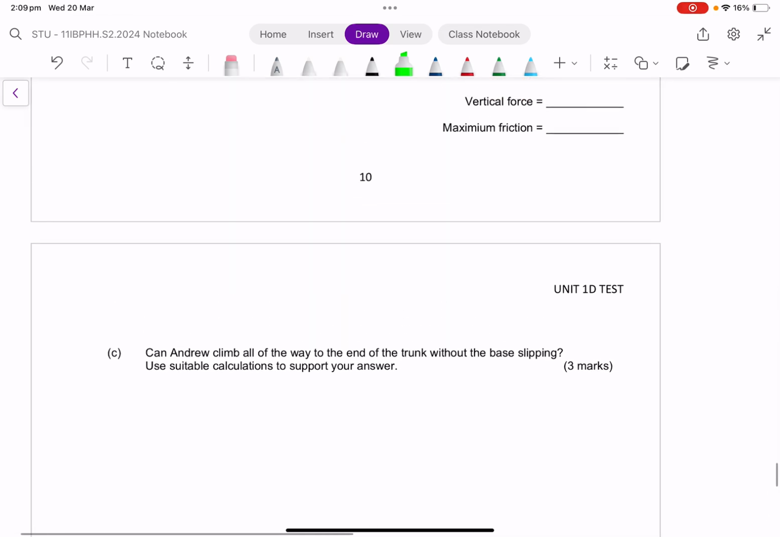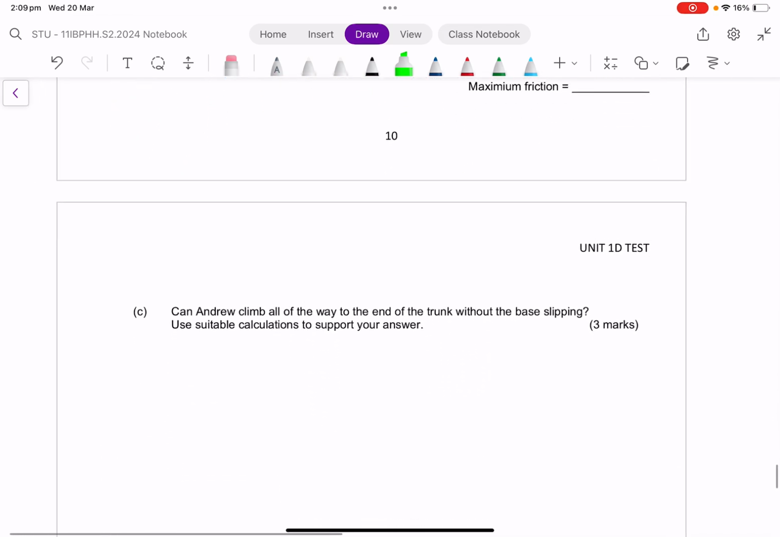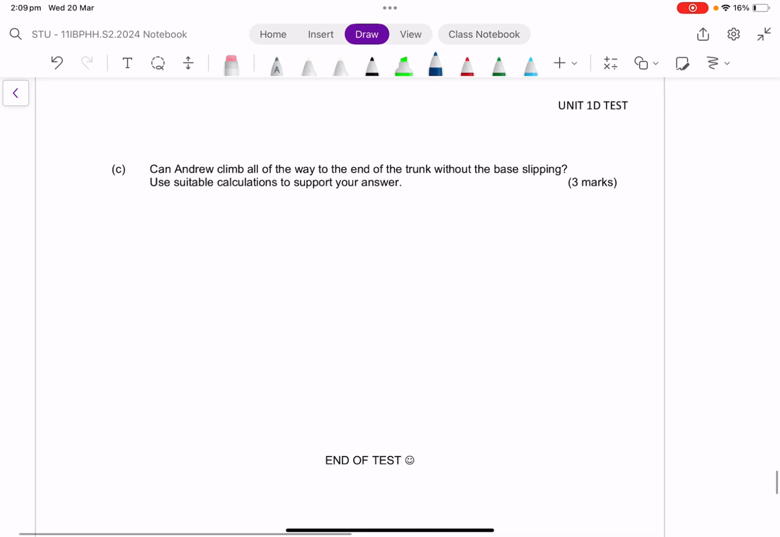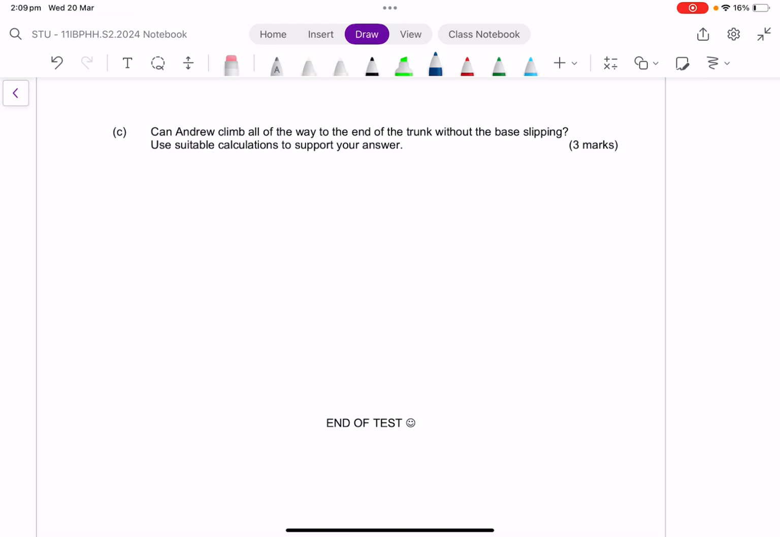Part C, just about finished. There we go. Ready? Part C. Now, I'm going to put Andrew at the end. A few of you did it kind of weird ways. Do it this way. Just imagine Andrew is at the end, and I'm going to work out what force of friction would be required, compare that to the maximum, and see if the trunk will slip. All right, here we go. If Andrew is at the end of the plank, right?